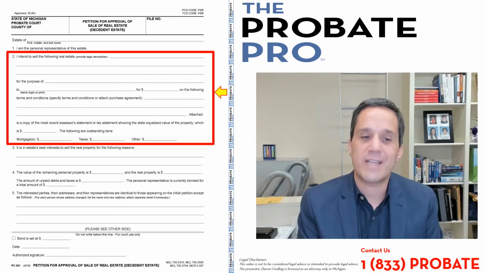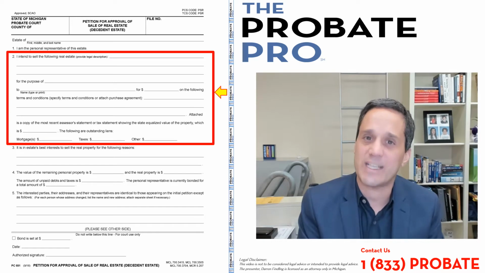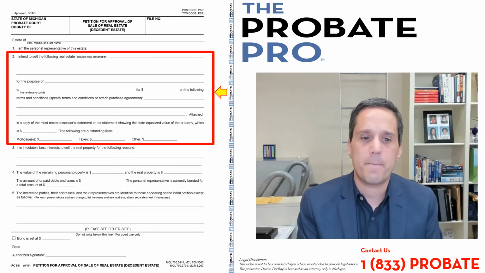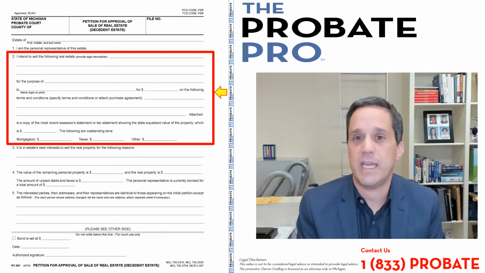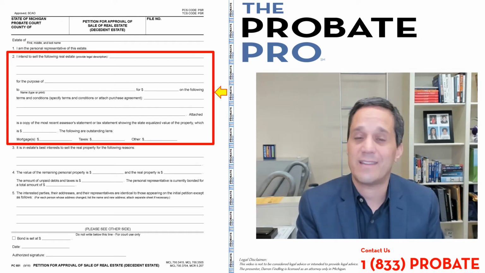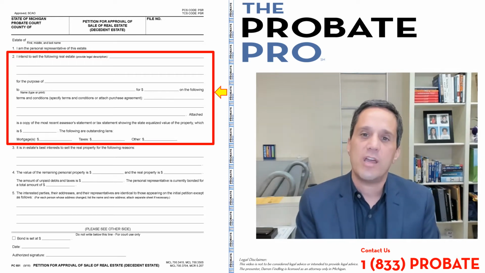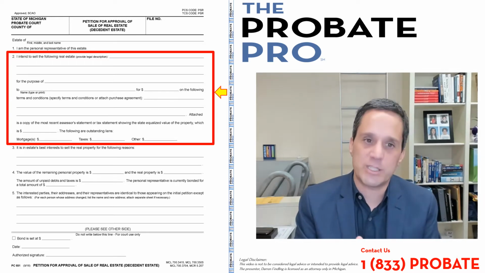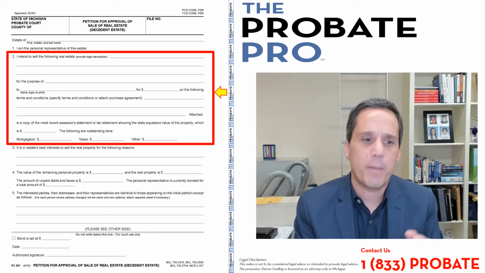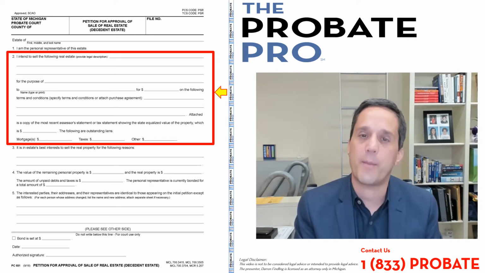Further down, it identifies that you have included a copy of the most recent assessor statement or tax statement showing the state equalized value. And if you're not familiar with this, that can be obtained from the county assessor's office. It's on your tax bill. You take the number 2 times the state equalized value, and that shows the court that at least some reference point about the valuation of the property. It may not be an accurate valuation, but at least it's a starting point, and that's one of the requirements under the court rule MCR 5.207.